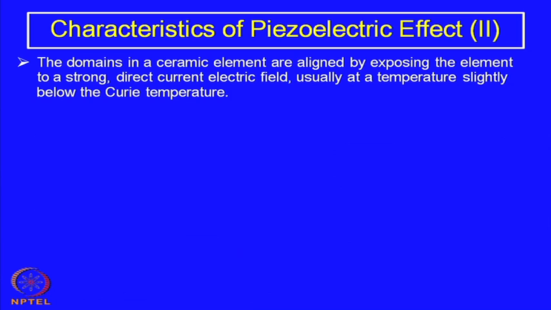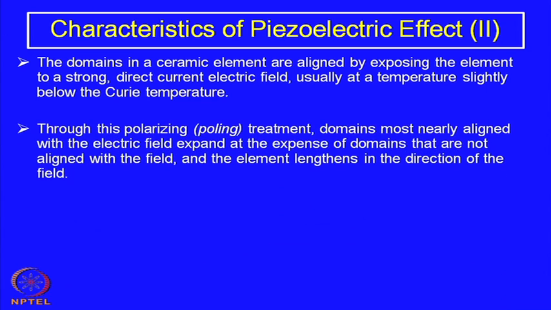There are a few more characteristics one can visualize. The domains in a ceramic element are aligned by exposing the element to a strong direct electric field, usually at a temperature slightly below the Curie temperature. That is the phenomenon of poling. So, the domains can be aligned externally through a process of poling.